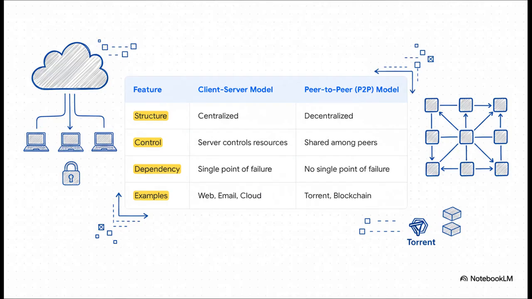So pretty much everything you do online, web browsing, checking your email, using the cloud, it all runs on this client-server model. It's centralized, but it's not the only way to do things. There's also the peer-to-peer or P2P model. In this setup, there's no central server. Everyone's a client and a server at the same time. All the peers are equal. It's completely decentralized. This is the tech behind things like file sharing with BitTorrent or even blockchain.